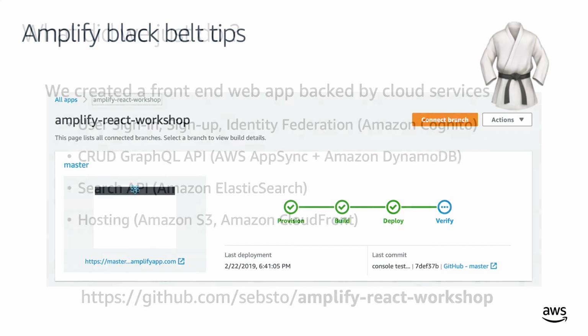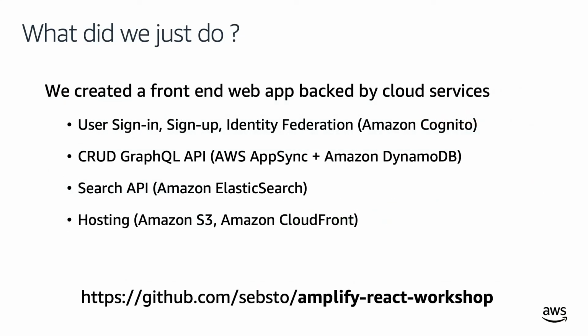So, just to recap what we did in the last 45 minutes. I introduced AWS Amplify, which is both a command line to help you provision backend services in the cloud, and a set of libraries that allows you to easily interact with these services in the cloud. We started with a hello world type of React application. We added user sign in, sign up, change password, and identity federation with Amazon Cognito. We added an API, a GraphQL API with AWS AppSync and Amazon DynamoDB to persist the data. We added a search API with Elasticsearch.